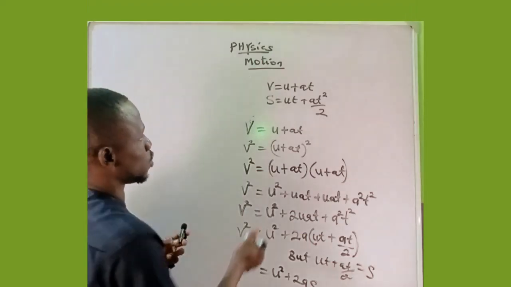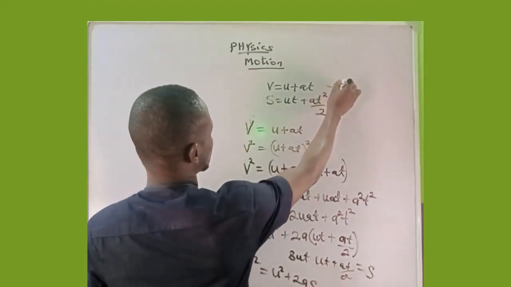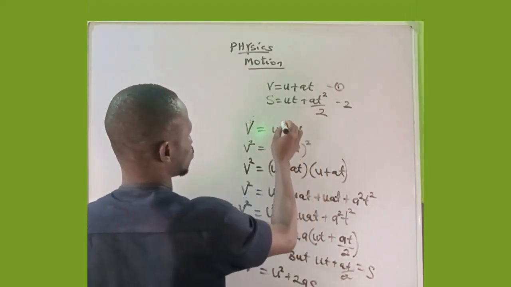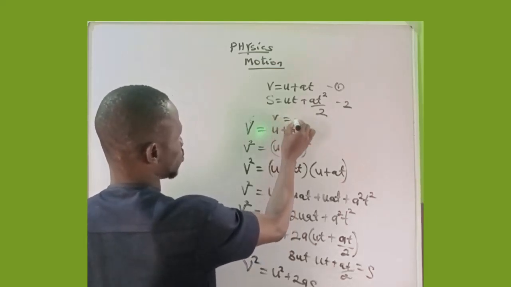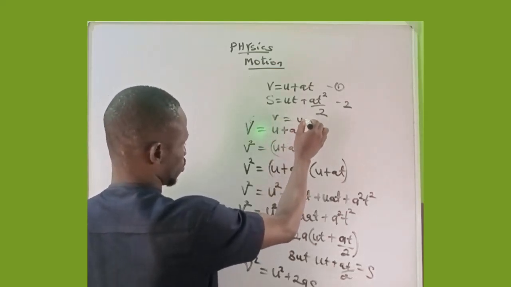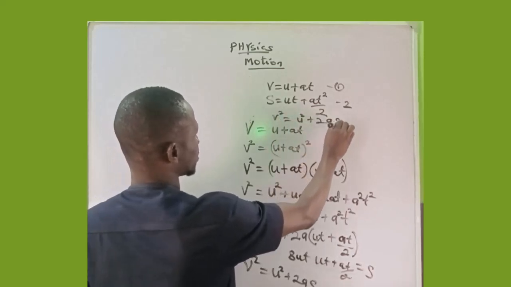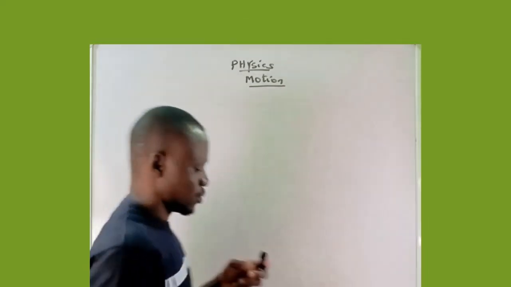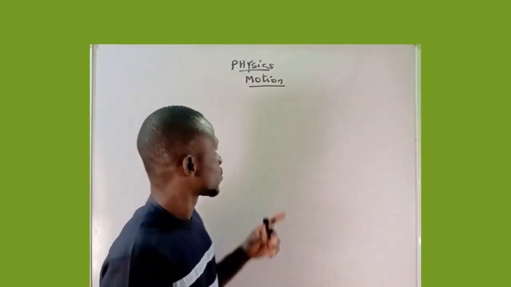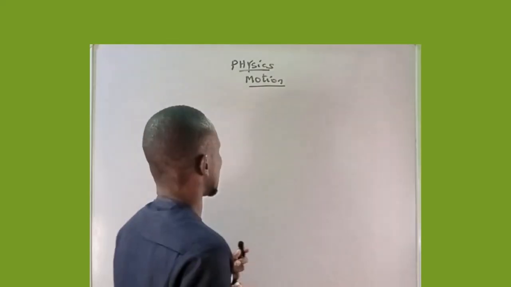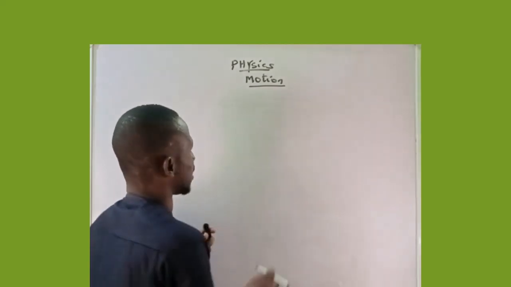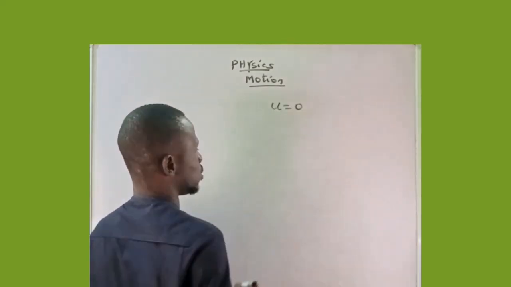So equations of motion: this is equation 1, this is equation 2, equation 3 is V square equal to U square plus 2AS. That is equation 3. Okay, please take note of this. If a body starts from rest, that means the initial velocity of the body is 0. U is equal to 0.